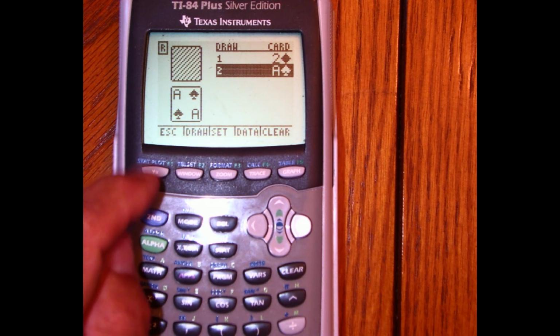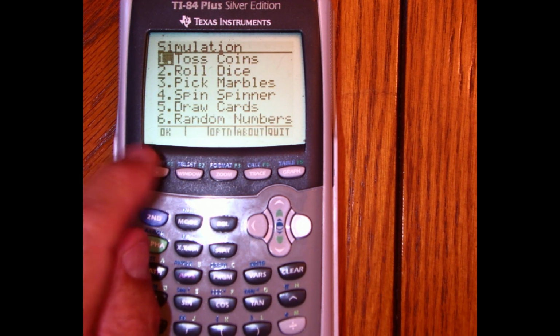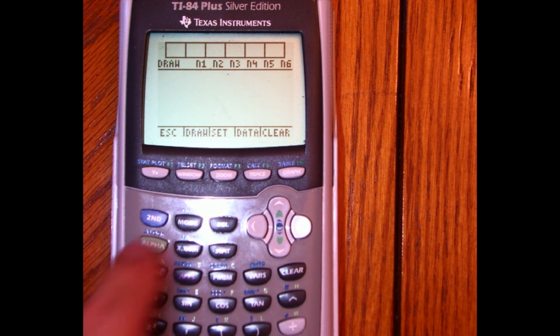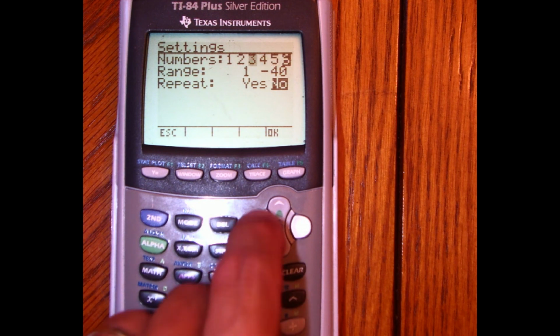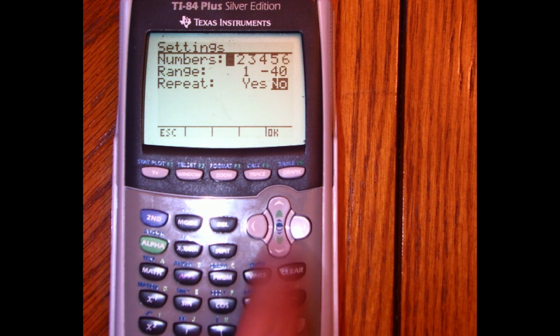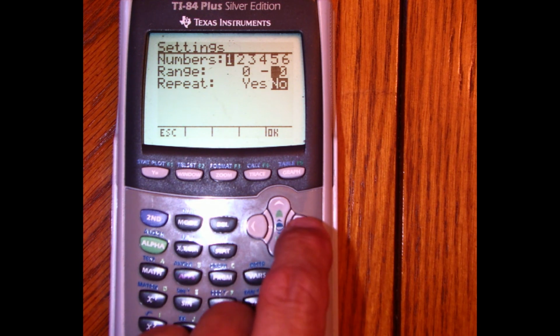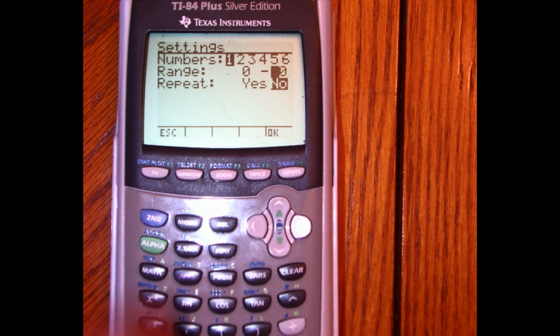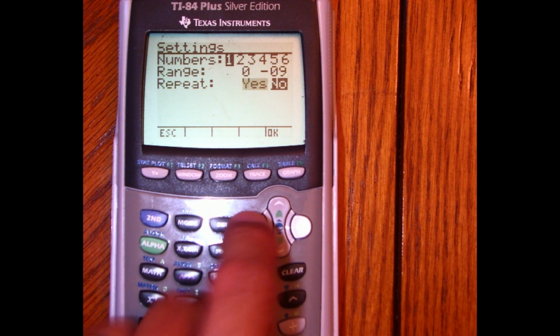And then the last one we could simulate, I'm going to go to random numbers. I'm going to set this to throw 1 number at a time, and the range is going to be 0 through 9. And yes, you can repeat.